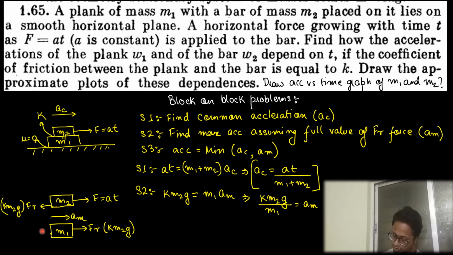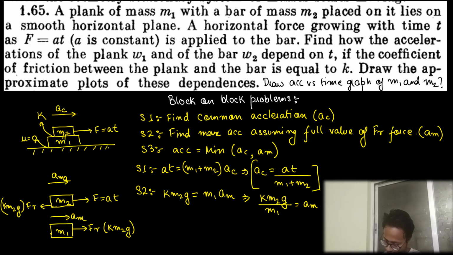See, now this block m1, which is driven by only the friction force, has two kinds of acceleration, either the common acceleration or the maximum acceleration. Now you have to decide which has the minimum value. If this has the minimum value, then block m1 will have the value of this acceleration. Whereas this block will have an acceleration of another value, a m2, the maximum acceleration of block m2.